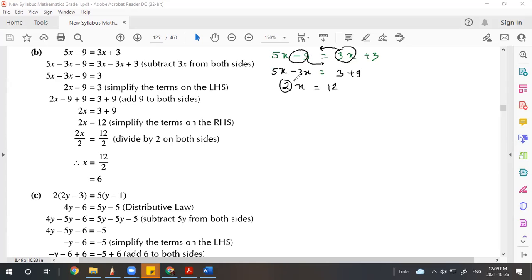And 2 goes to the right side and becomes divide, because it is 2 times, not 2 plus or 2 minus. So the inverse operation of times is divide, 12 over 2. So it is more simple. See, if you look at the steps, we have only 1, 2, 3, 4 steps. How about this? 1, 2, 3, 4, 5, 6, 7, 8, 9 steps. It's less than half, right?